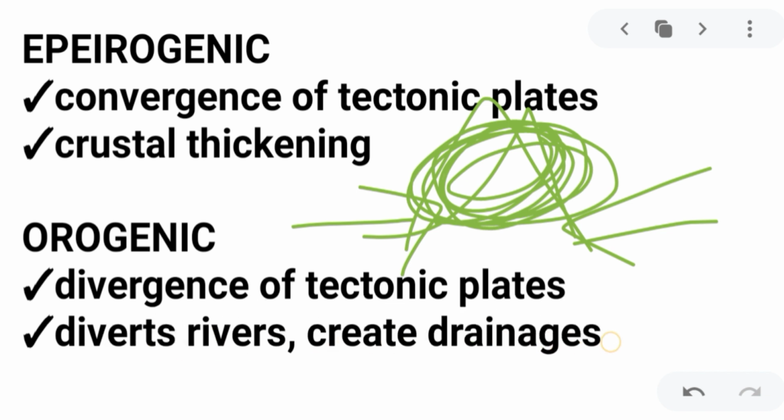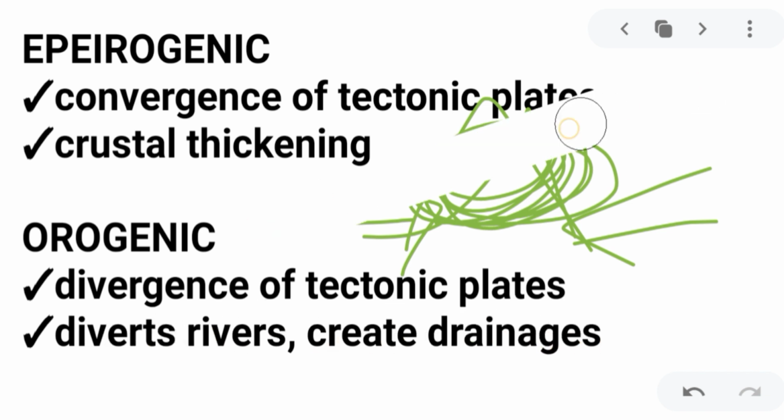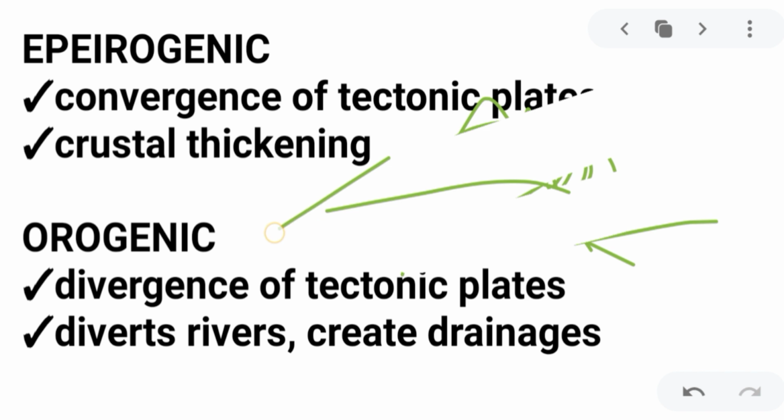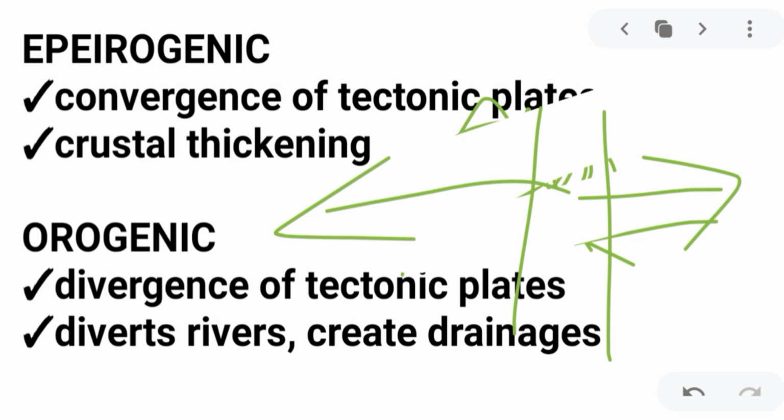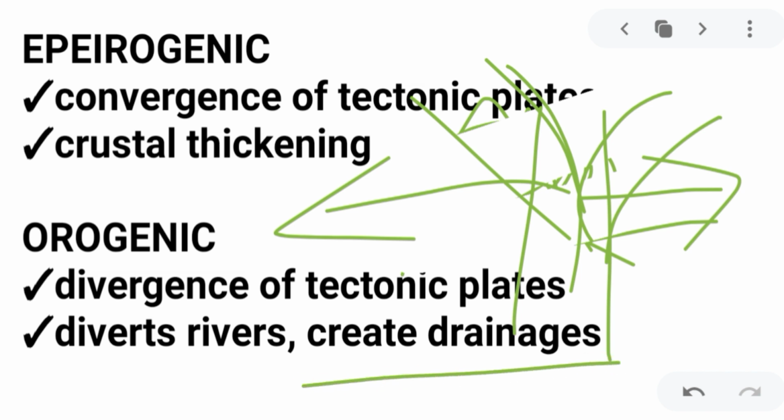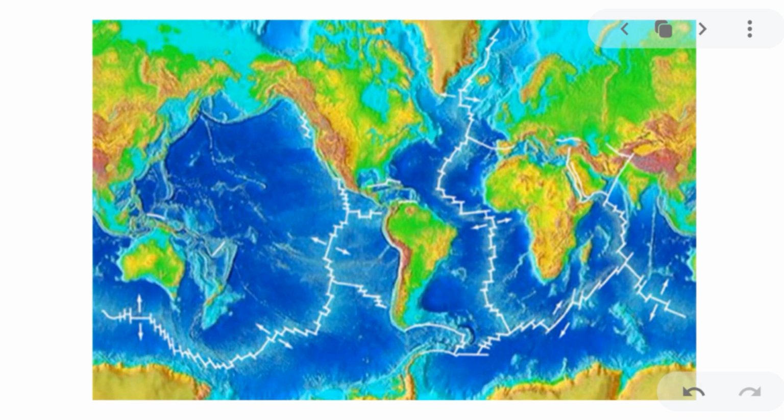Next, we have here the orogenic. Divergence of tectonic plates. Yan. Papalayo naman. Okay, it diverts rivers. So, kung may isang river dyan, kapag nagkaroon ng orogenic process, it will divert that into other ways. Okay, iniiba yung lugar. Kaya nga yung river dati, on the earlier hundreds, iba na yung location compared to the present day. And it creates drainages.